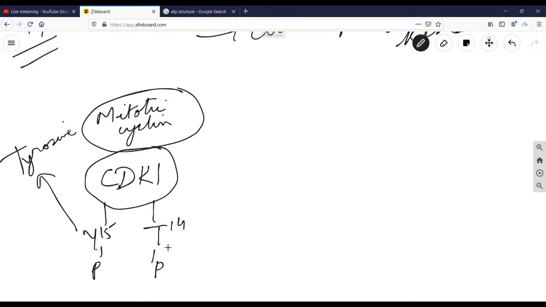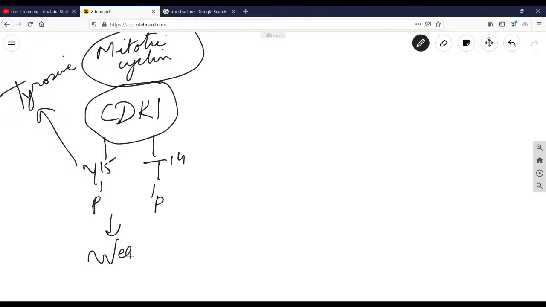respectively by V1 kinase. And once they are phosphorylated, what happens is the entire cell cycle gets arrested at the S phase to G2 phase, the transition between S and G2. So what happens is the cyclin CDK complex is not active.